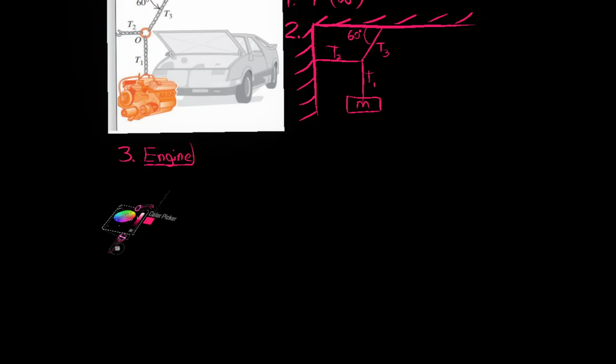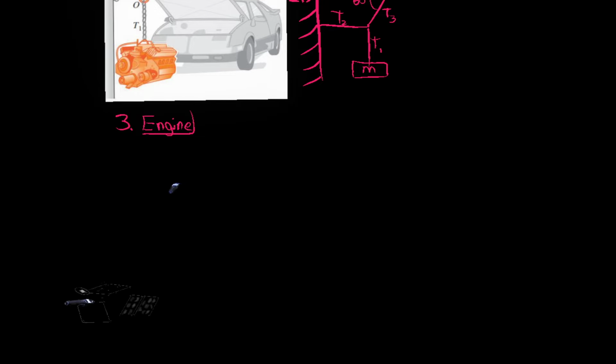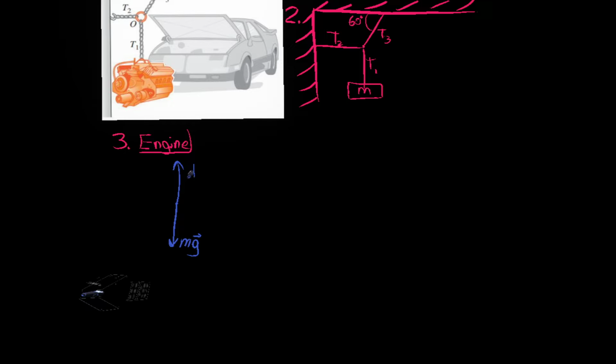I'll start switching to another color maybe for no particular reason. Engine. So free body diagram, we have weight pulling down on our engine here. I'll do M times G. And we have tension pulling upwards, and it's at rest, it's not falling down or up. And so those 2 vectors ideally in length should be equal. So that's T1.